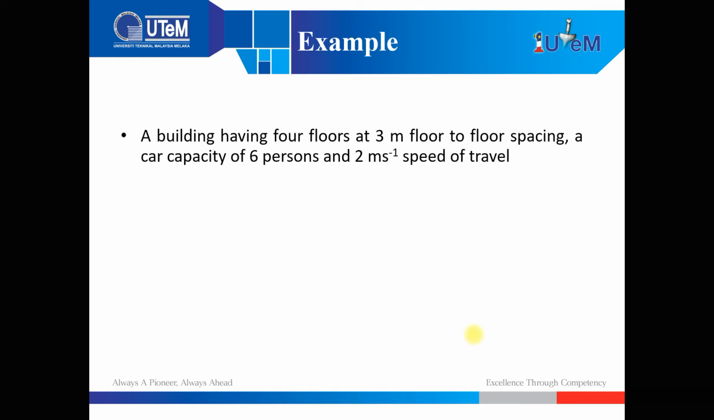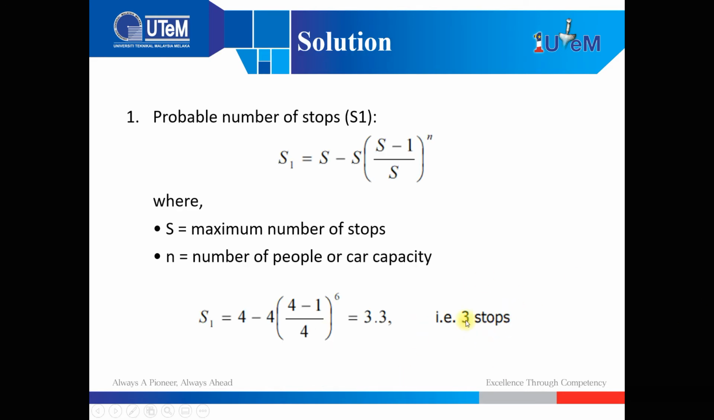Okay, so kita ada 4 floor, kita akan dapat 3 stop. Maksudnya dia bermula daripada floor yang pertama, lepas tu dia berjalan pergi floor yang kedua, stop yang pertama, pergi ke floor yang ketiga, stop yang kedua, pergi jalan ke floor yang keempat, stop yang ketiga. Macam tu.